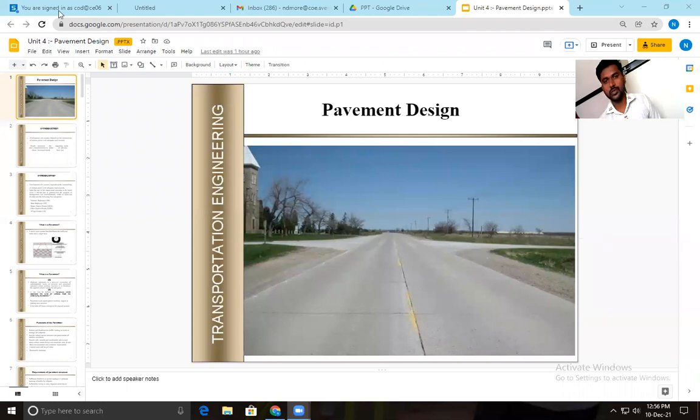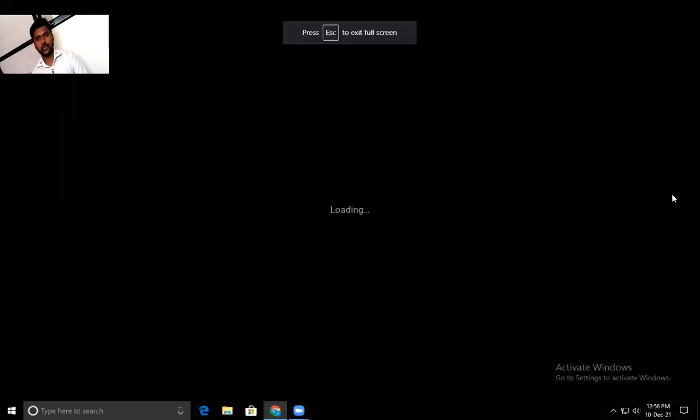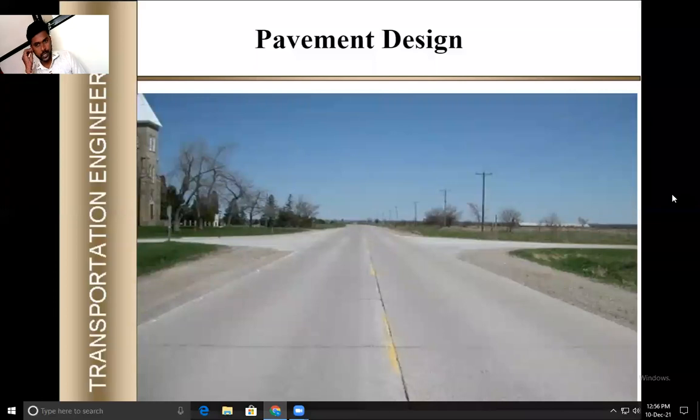Okay, so today we are starting our new chapter number 4, that is pavement design. In this chapter, we have to cover what the different types of pavements are, what design parameters are considered while designing the pavement, and what different parameters we need to check for.